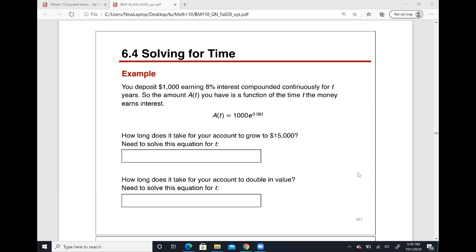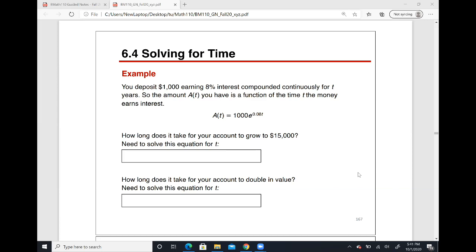For example, if you deposit some money and you want to earn some amount of money, and then you want to find how many years you need to get up to that amount of money. So that is what we are doing today.